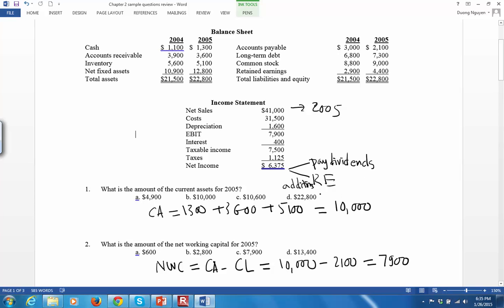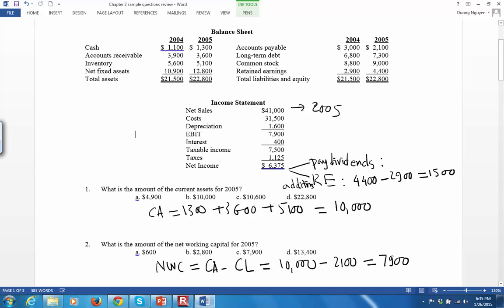So how much is the addition to retained earnings? You can see that retained earnings at the beginning of the year is 2,900. At the end of the year it is 4,400. So during the year the company added an amount equal to 4,400 minus 2,900, which is 1,500. $1,500 was added to retained earnings.